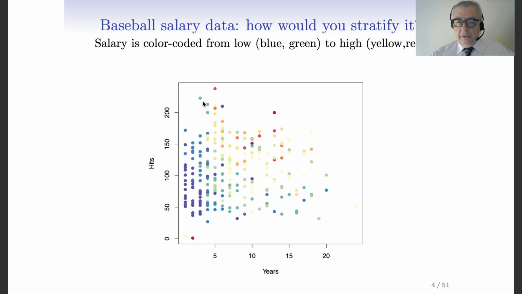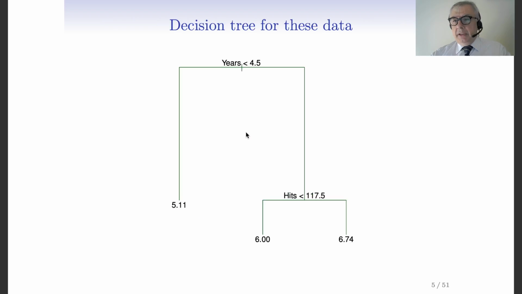So below 3 years, low salary. If you are above 3 years, you are in this region. Here the number of hits becomes more important, and about 100 hits can divide the players between those that have a medium-low wage and those that have a rather higher wage. And this can be done automatically by means of a tree. In particular, by applying a tree method, you would find this result.